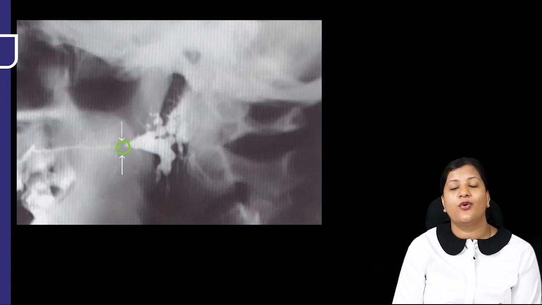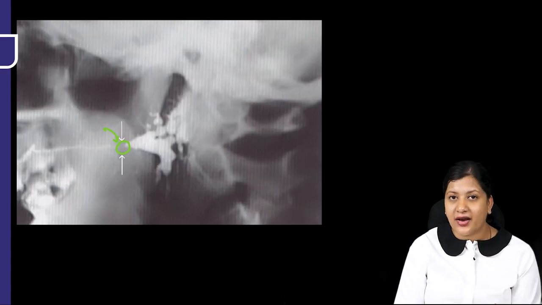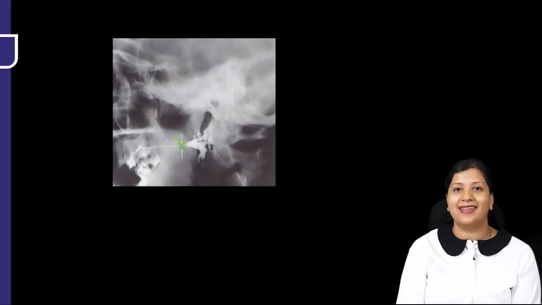You can see here the duct at a certain point does not have that radio-opaque density. It indicates that at this level the dye could not flow through the salivary duct. It indicates that there is an obstruction here. This obstruction can be because of a mucus plug or a stone. So this is indicating a pathology where there is an obstructive pathology in the salivary duct.